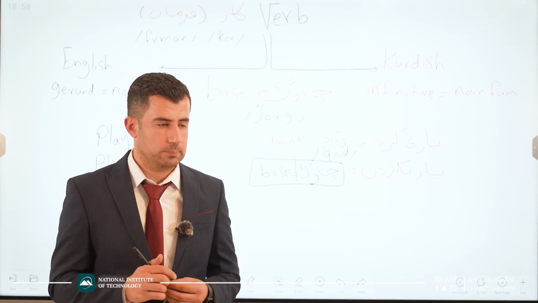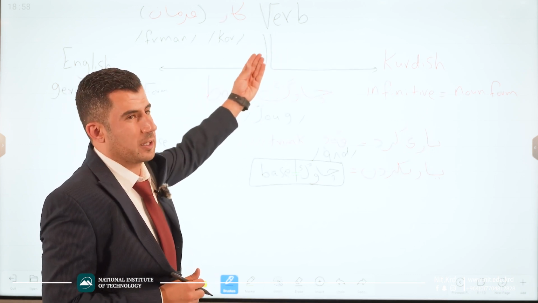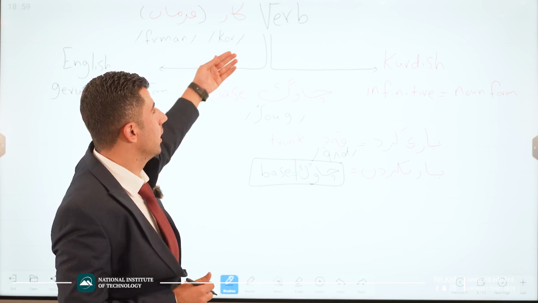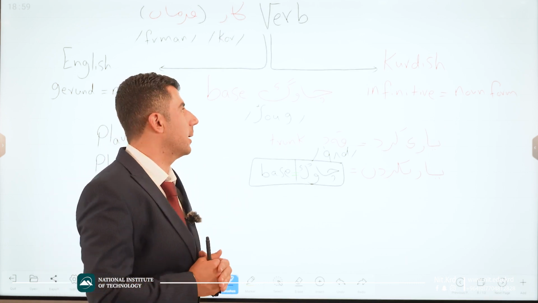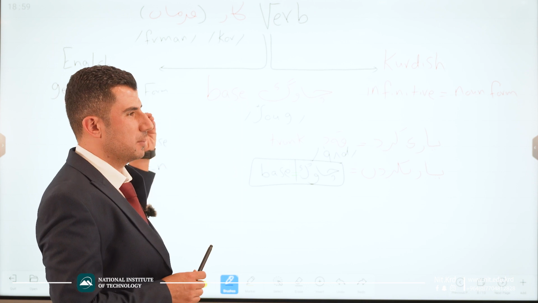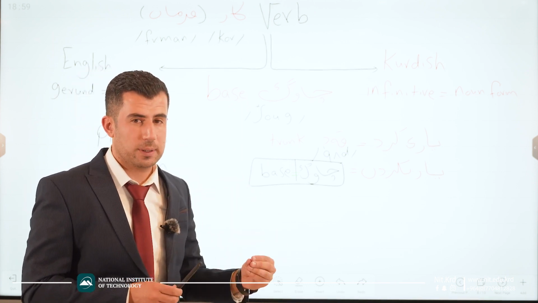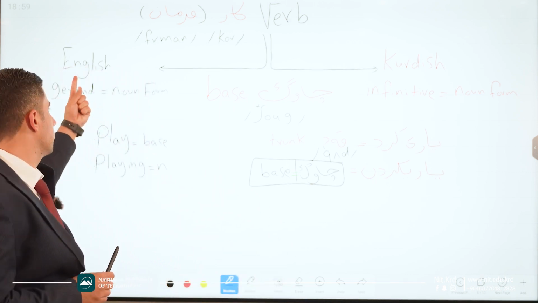Verbs in English, if we translate them to Kurdish, we can use kar, we can use firman. Kar and firman. Good. Pay attention to this big difference between Kurdish verb and English verb. Why? Have a look at here.